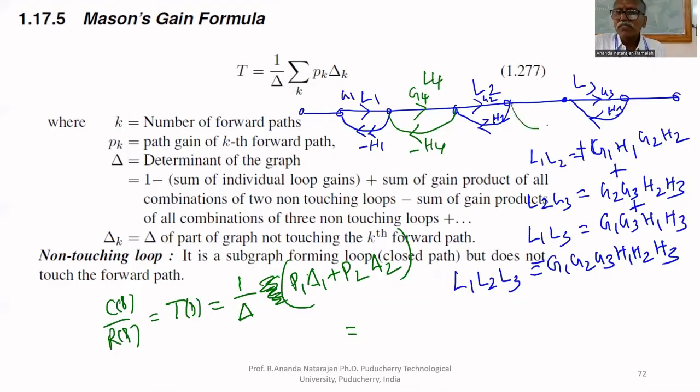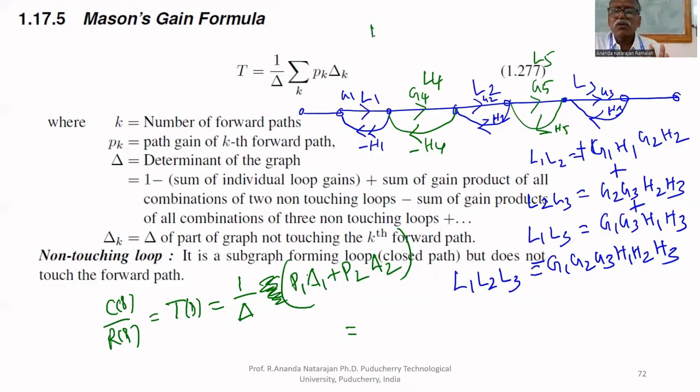Similarly, suppose here one loop is there. This is G5, H5. L2 and L3 are not touching, but L2 and this is L5, L5 are touching, but there are no common elements. So don't take this for granted.